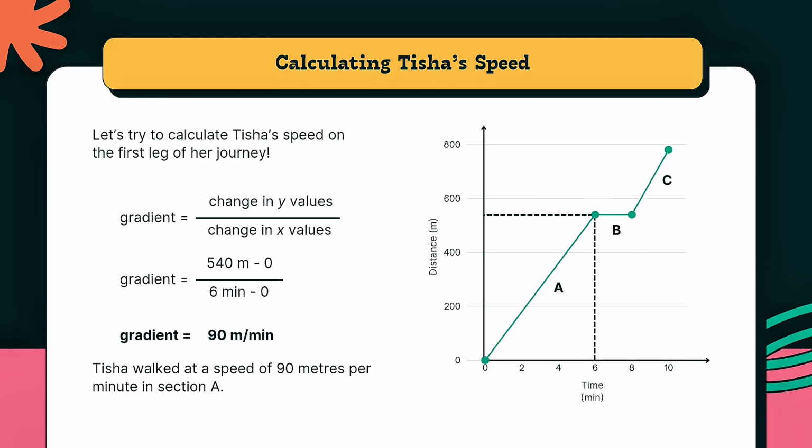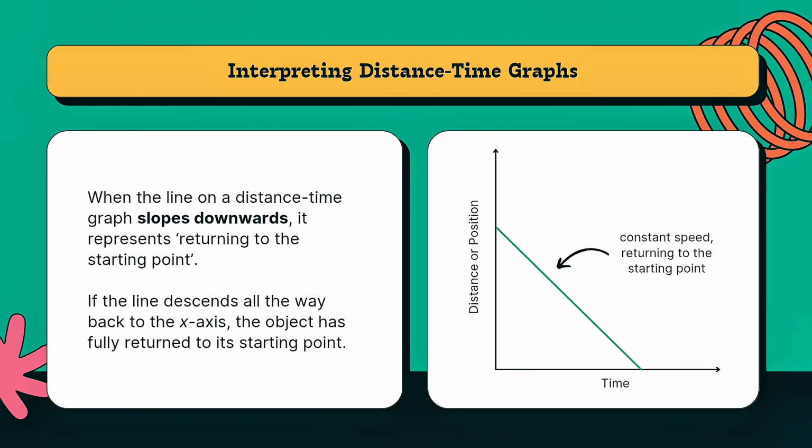Now let us quickly understand one more type of graph movement. If the line slopes downward, it means the object is returning towards the starting point. And if the line reaches the x-axis again, it means the object has completely returned back to the starting position.